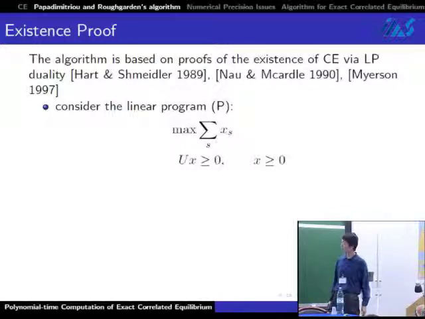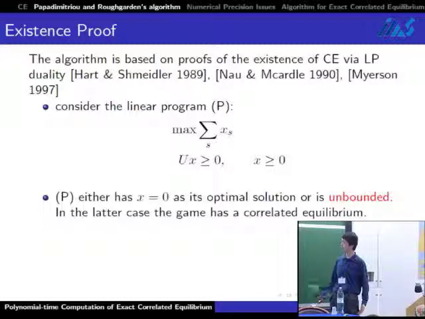So there are two cases. First, we observe that x equal to 0 is always a solution. Either that's the only solution, then it's the optimal solution, or there exist other non-zero solutions, in which case we can scale it infinitely, therefore it will be unbounded. But in that case, we can just take a non-zero solution and then scale it to sum to 1, and we have a correlated equilibrium.